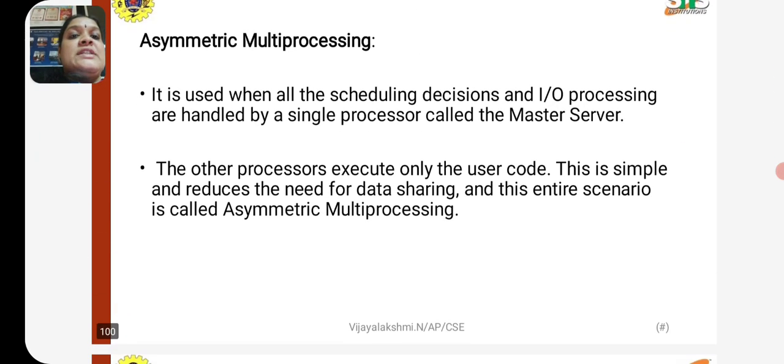And what is asymmetric multiprocessing? It is used when all the scheduling decisions and input-output processing are handled by a single processor called the master server. Here it acts as a client-server problem. This is simple and reduces the need for data sharing, and this entire scenario is asymmetric multiprocessing.